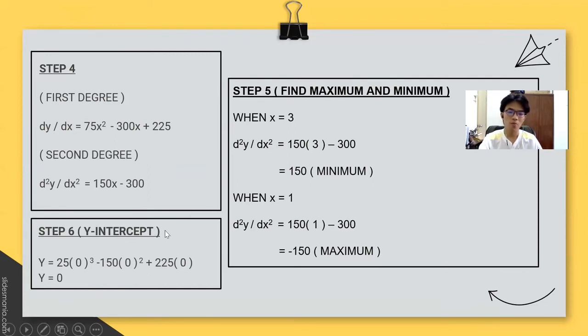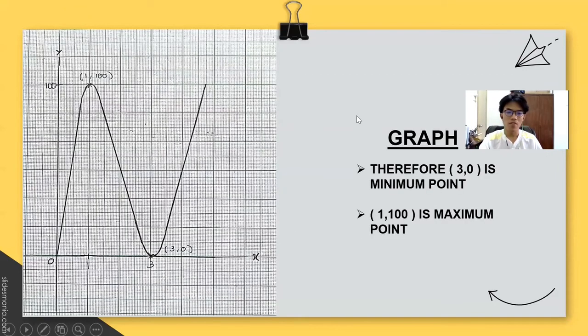So we go to the last step. The last step is to find y-intercept. So this is from the answer from step 1, and I just replace x with 0. So I calculate and get y equals 0. After I solve all 6 steps, I draw the graph, and therefore 0 is minimum and 100 is maximum. So that's all for me. I will give to Muhammad Farhan to continue our presentation. Thank you.